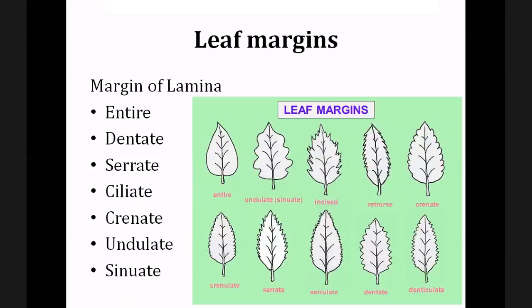The next one is the leaf margin. This picture shows the margins of the lamina: serrate, entire, dentate, crenate, undulate. Those are some leaf margins. In the serrate margin you can see the teeth-like structures. That is the serrate.